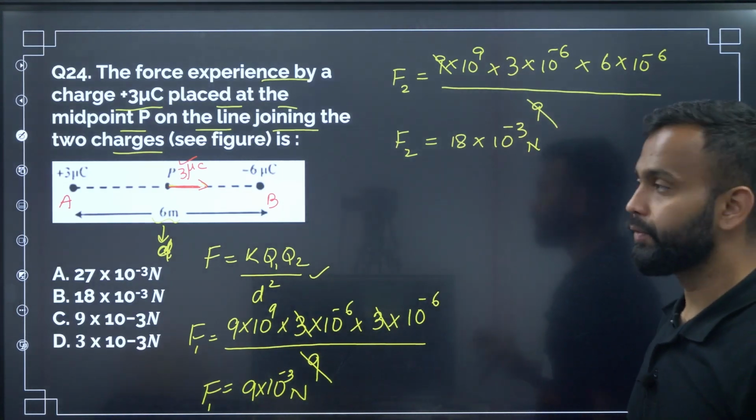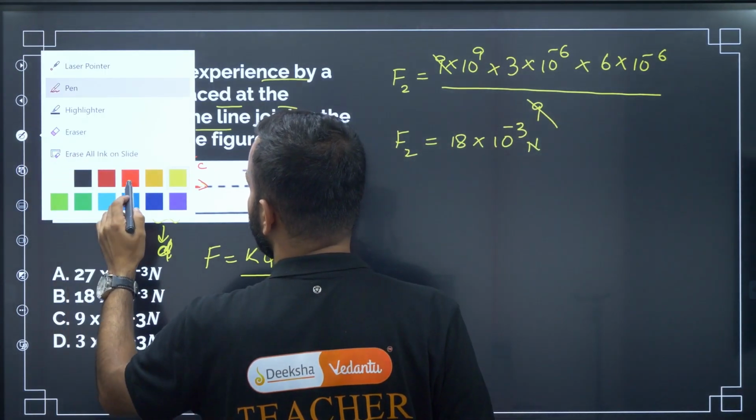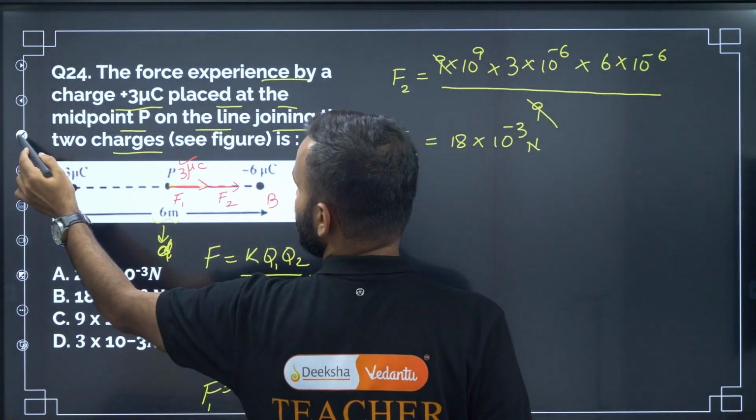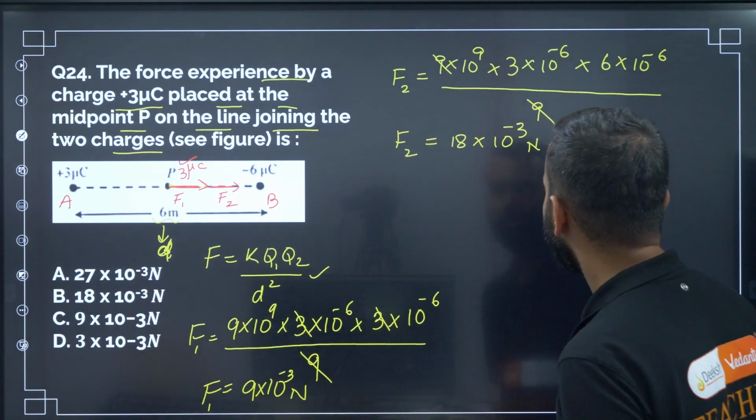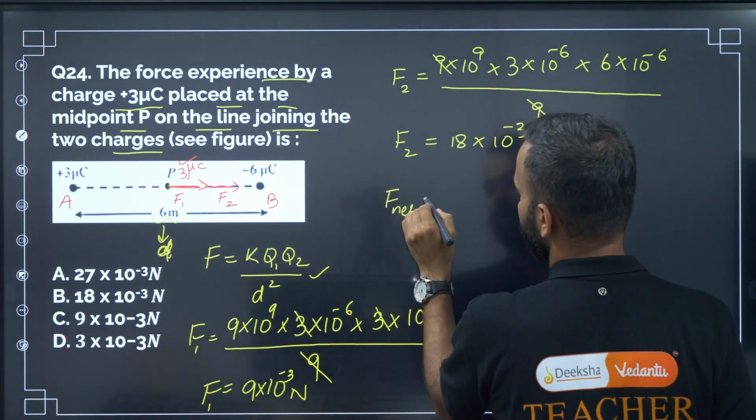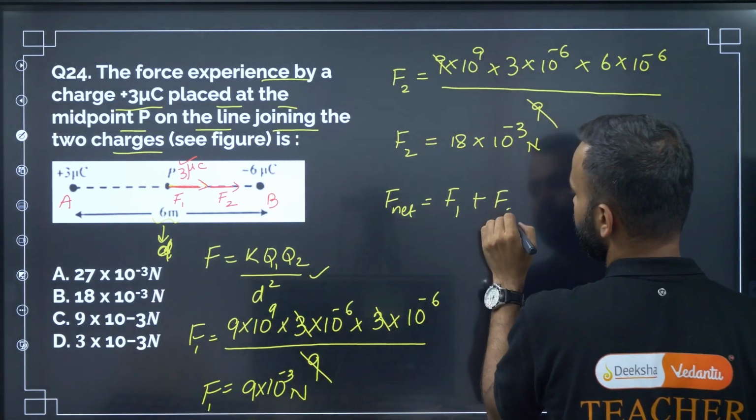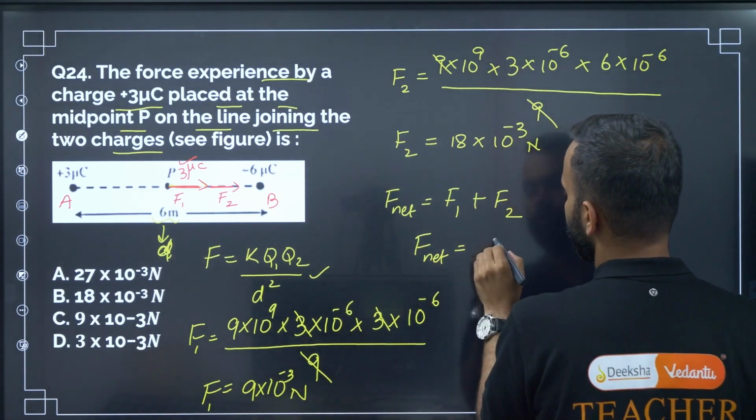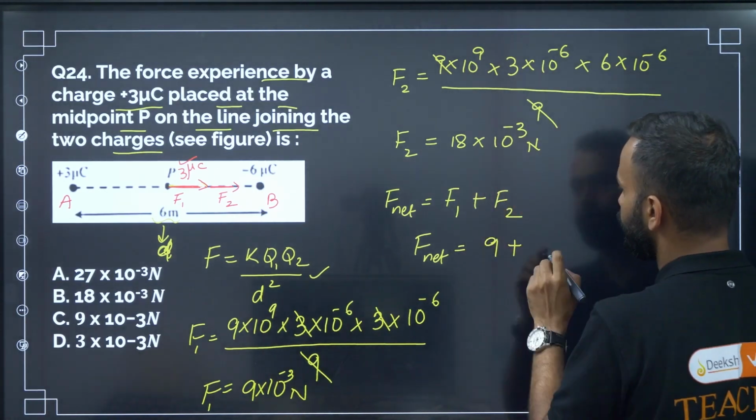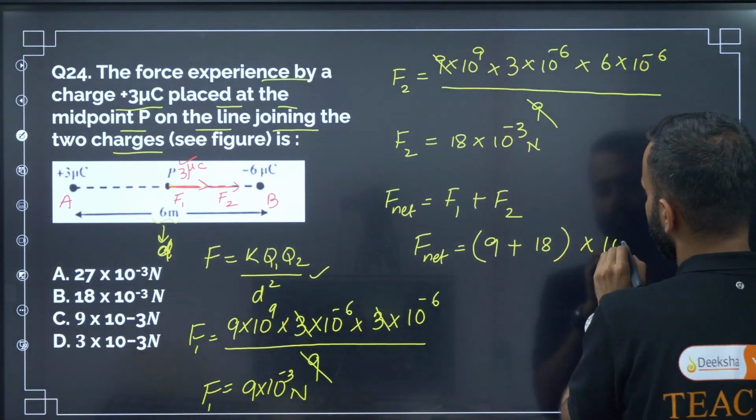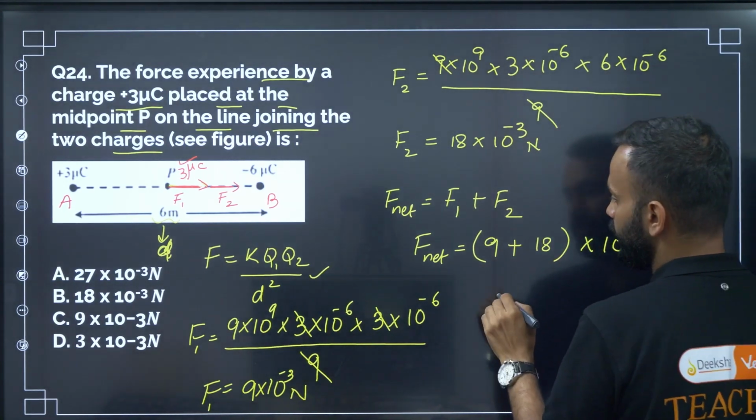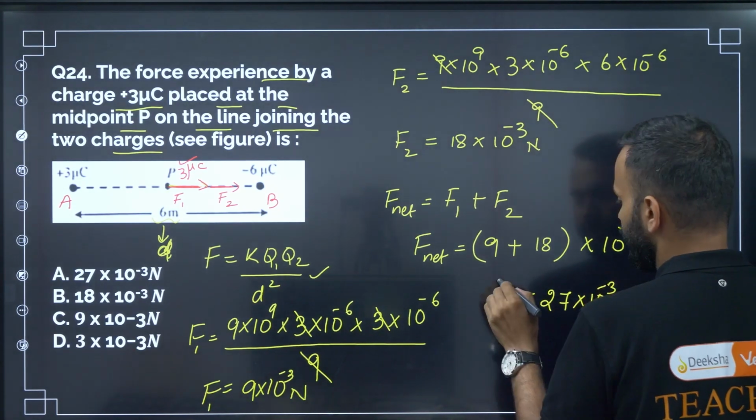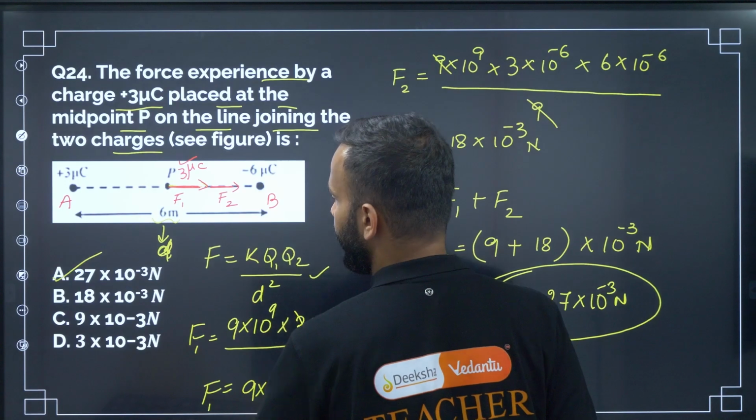Now what is the direction of the force? The direction of the force is also towards right. So this is F1 and F2. Both forces are in the same direction, so we have to add up. The net force on 3 microcoulomb is equal to F1 plus F2. F1 is 9 into 10 to the power minus 3 Newton plus F2 is 18 into 10 to the power minus 3 Newton. So 9 plus 18 is 27. So net force is equal to 27 into 10 to the power minus 3 Newton. So the correct option is A.